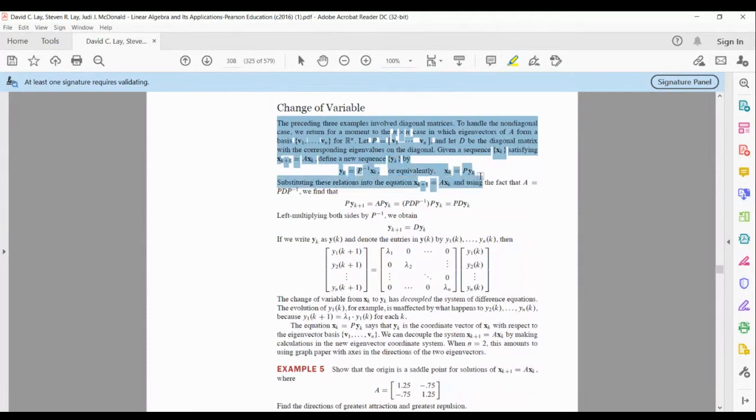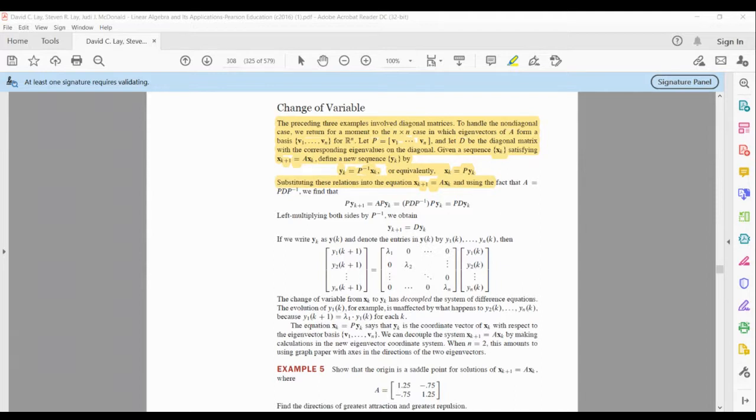Let me just highlight some things here. The examples you saw with the trajectories involve diagonal matrices. But what if the matrix A were non-diagonal? How would you deal with that? Well, to handle the non-diagonal case, we recognize that the eigenvectors of the matrix A form a basis for n-dimensional space, and we let P equal the matrix with the eigenvectors. So of course you know that diagonalization is going to get involved here.